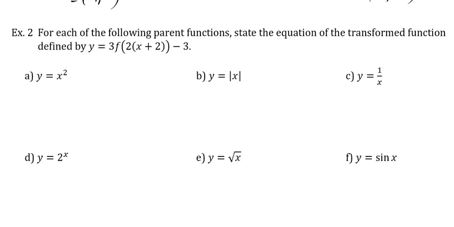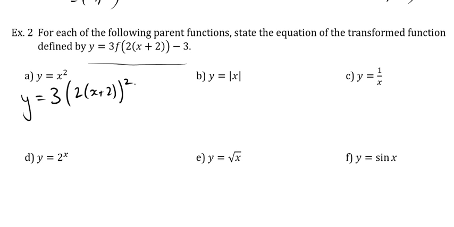So again, this is general function notation. If I apply it to a parent function, what does that look like? 3 bracket 2 bracket x plus 2 bracket bracket squared minus 3. It looks a lot like the general function notation, but you have to include the squared. That's what makes it quadratic. It's now a specific function. Okay, you do absolute value.